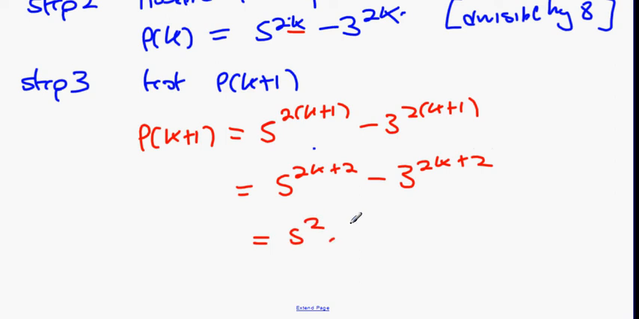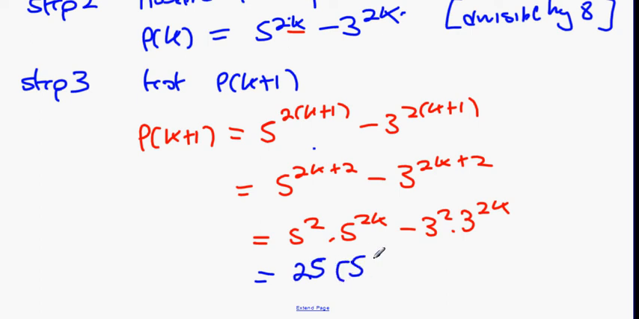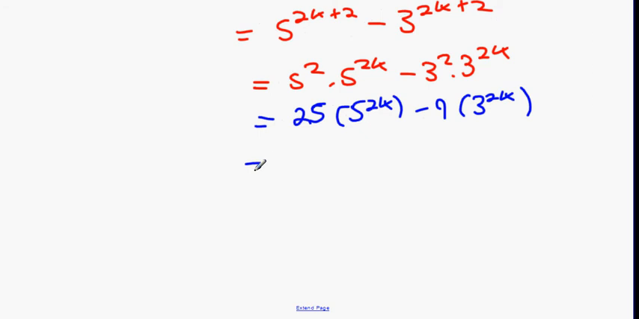Answer to be 5 squared by 5 to the power 2k minus 3 squared by 3 to the 2k. And then after that we're going to get 25 by 5 to the 2k minus 9 by 3 to the 2k. Now when you look at this, guys, what we have here is the bigger number is 25, the smaller number is 9.